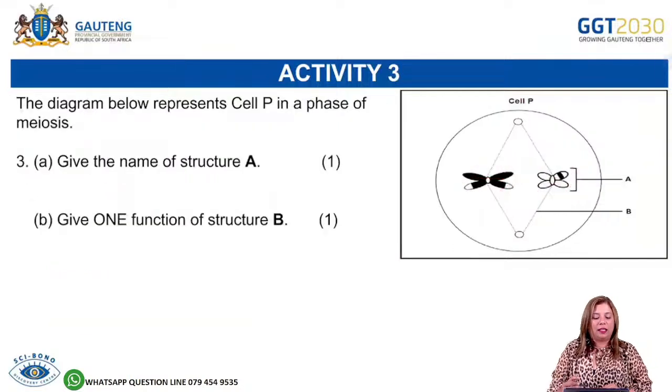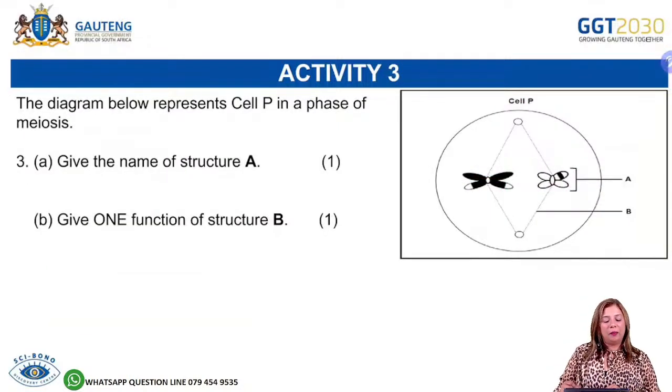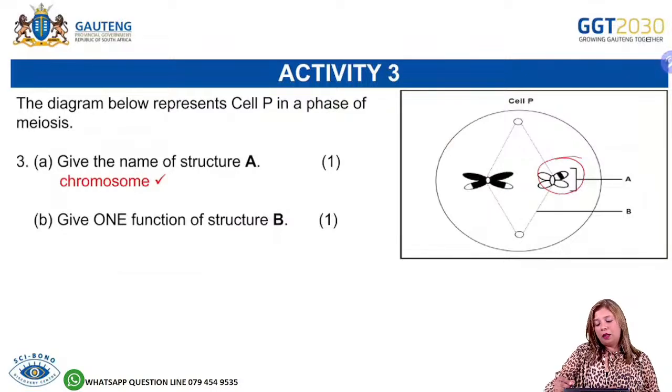Let's move on. Same diagram. We are rounding up this diagram now. The diagram below shows cell P in a phase of meiosis. We already know it's metaphase 2 because we established that. Give the name of the structure. So they want the name of the structure, and we can see it's a chromosome, okay? And then they want this.